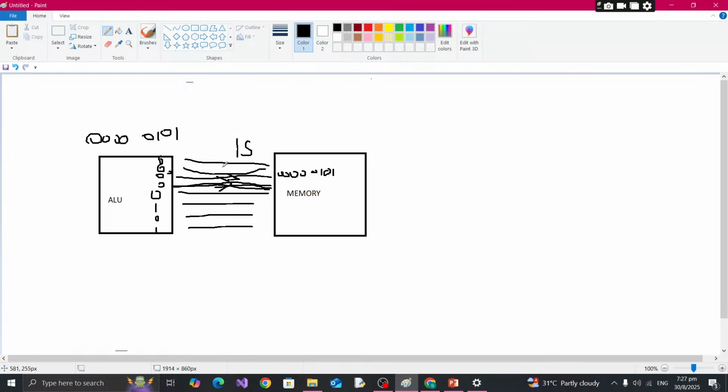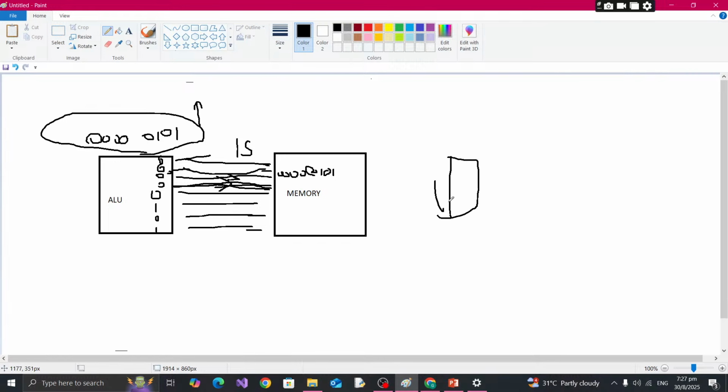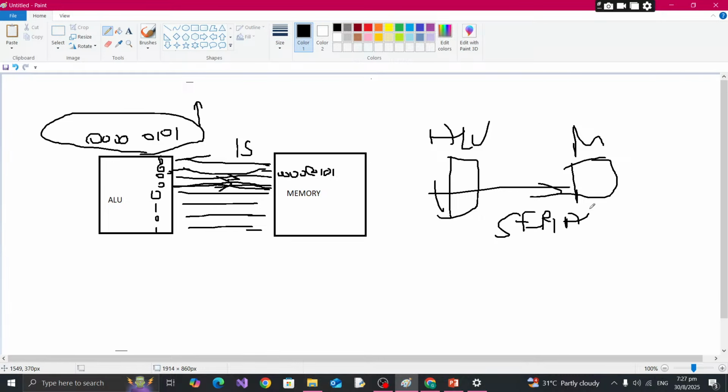Now we have achieved a higher performance microprocessor by interconnecting the hardwares inside a microprocessor by parallel communication or parallel wires. I think you guys got the concept. Since we have increased the number of wires between the components, the rate of sending the data increases. So before, I had only one wire between ALU and memory. Since it is sending bit by bit, it is called serial. So it is serial communication between the ALU and the memory.